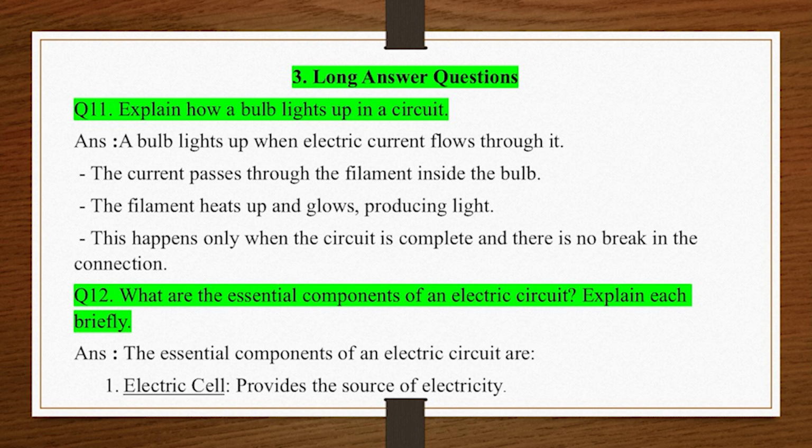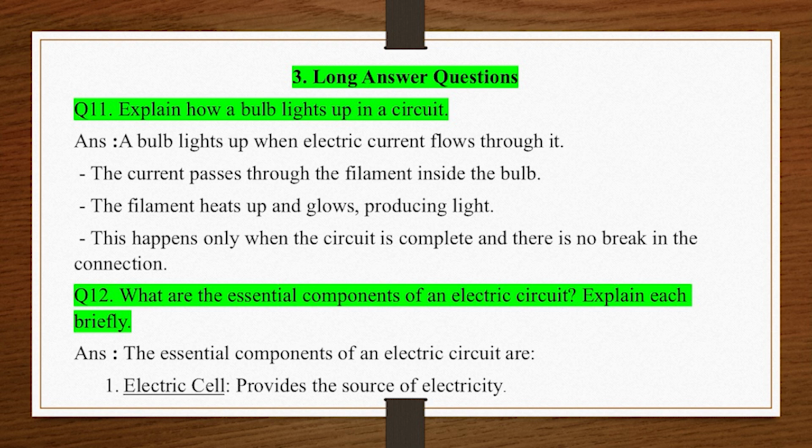Answer. A bulb lights up when electric current flows through it. The current passes through the filament inside the bulb. The filament heats up and glows, producing light. This happens only when the circuit is complete and there is no break in the connection.